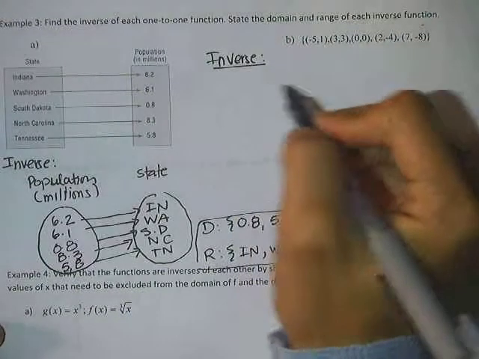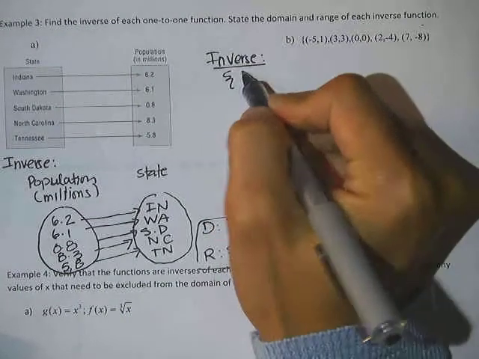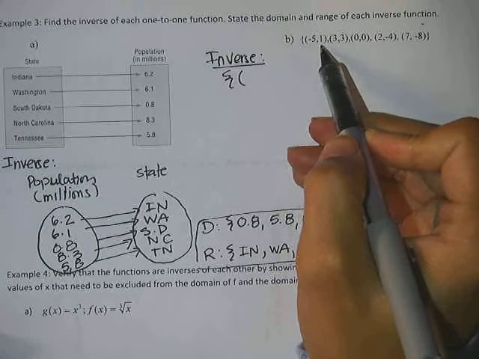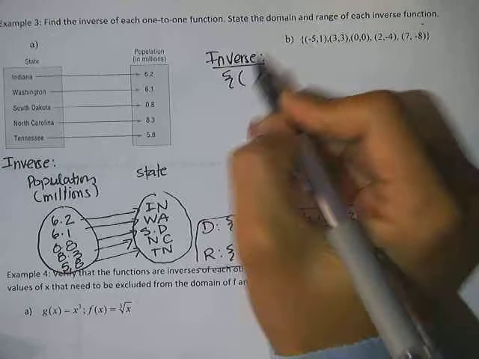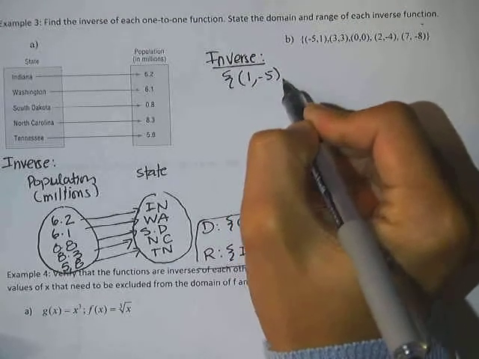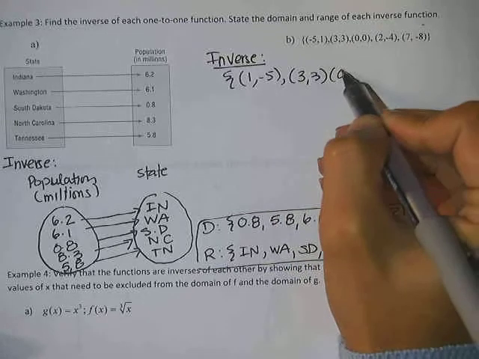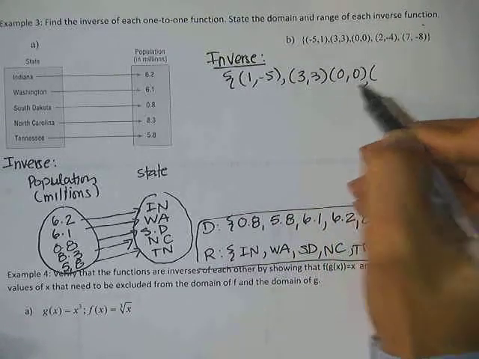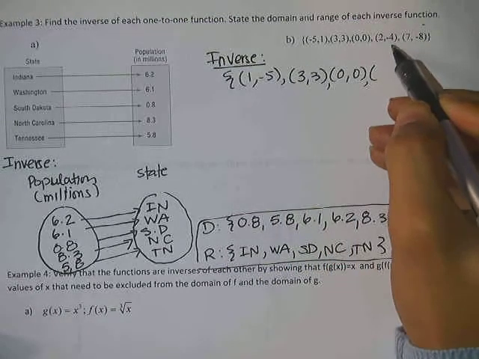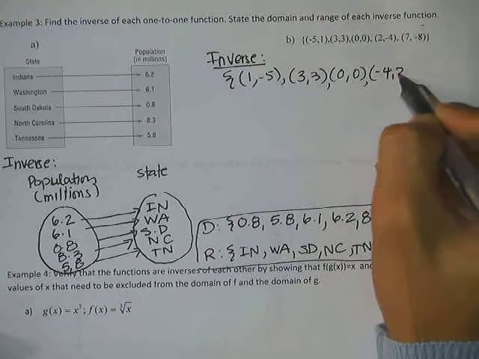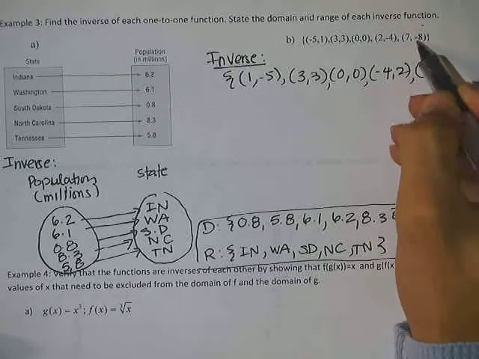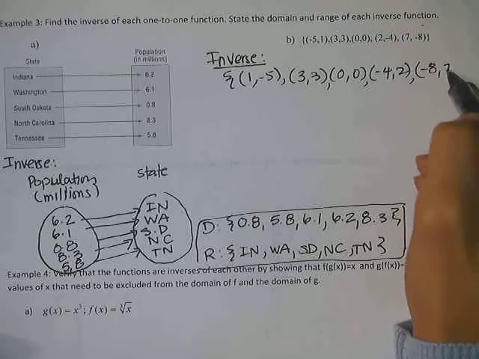Inverse function is going to be a set of all the ordered pairs. So now I'm just going to switch my x and my y. So 1 comma negative 5, 3 comma 3, 0 comma 0. You can't really switch them because they're identical. Then we have negative 4 comma 2. Then the last piece is going to be negative 8 comma 7.